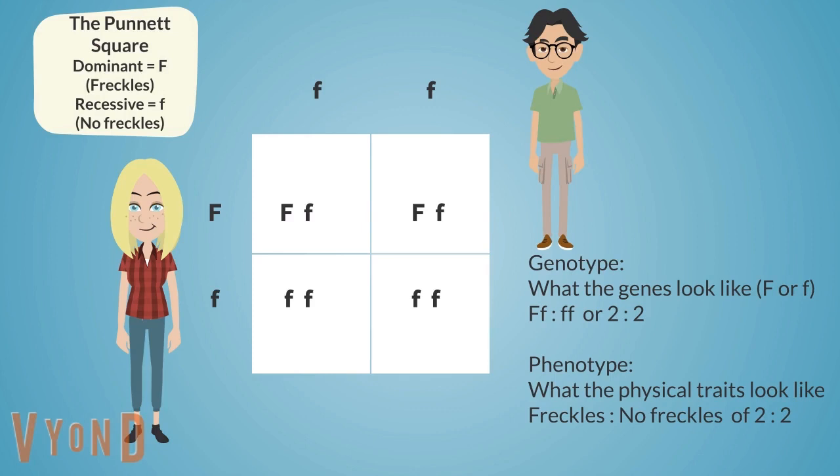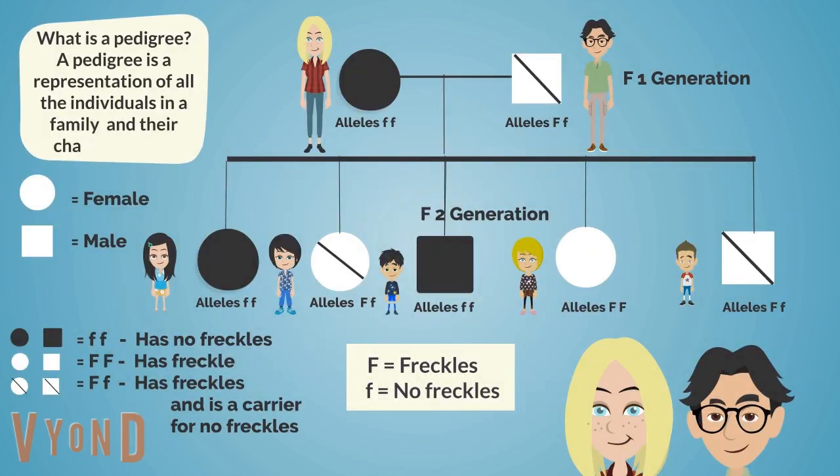offspring possibilities. A pedigree is a representation of all the individuals in a family and their characteristics. It shows how certain traits have been passed down from generation to generation. It can also be a predictor of future probabilities of inheriting traits and characteristics.